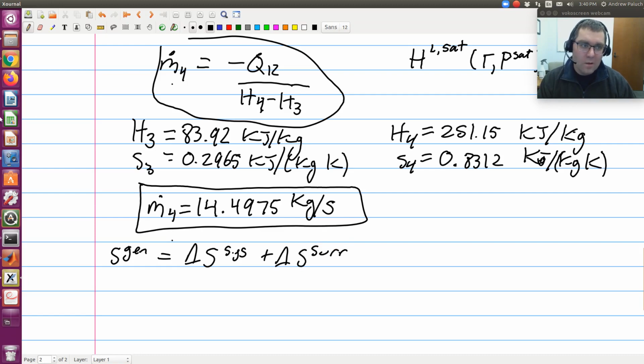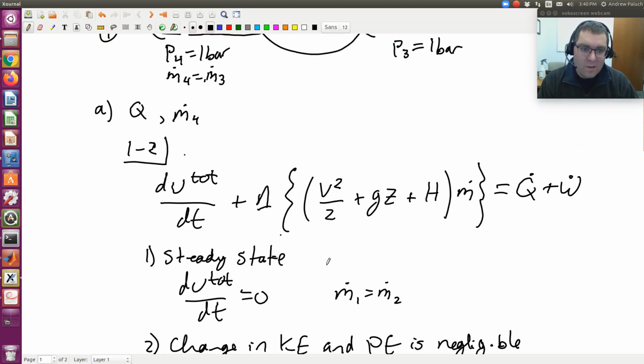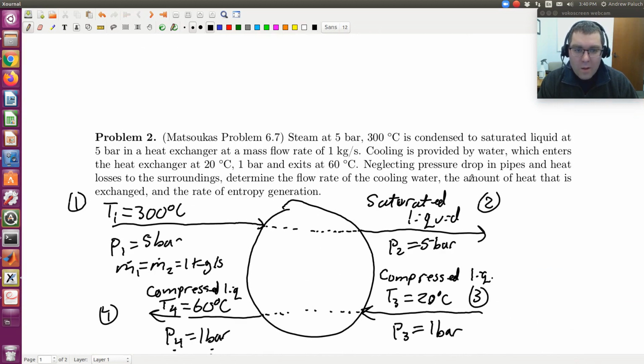Now I'm going to need to be careful here in what I'm calling all of these things. The problem tells us that we're neglecting pressure drop in pipes and heat losses to the surroundings. So when I perform this entropy balance, I'm going to take my heat exchanger to be my system.